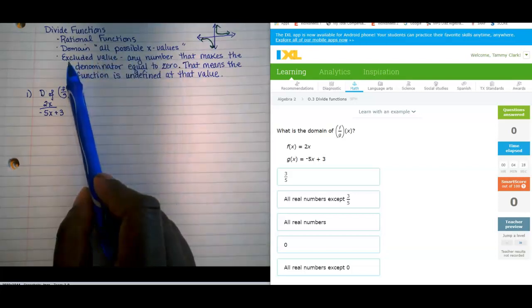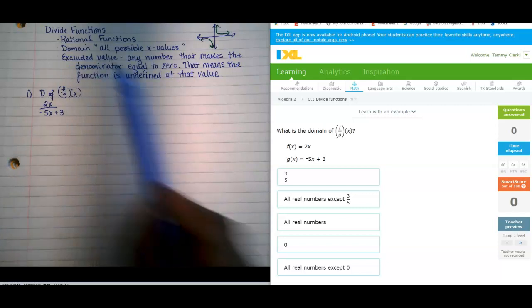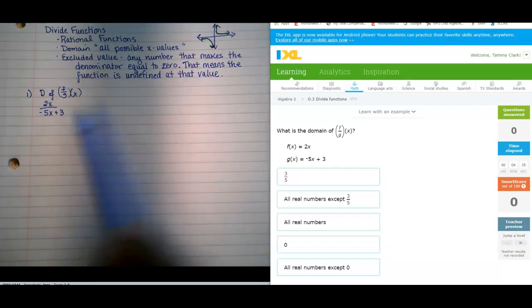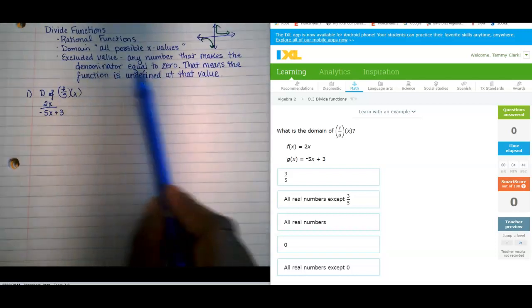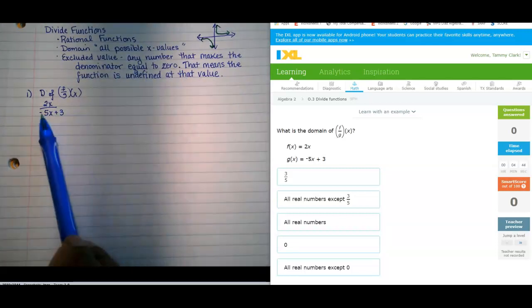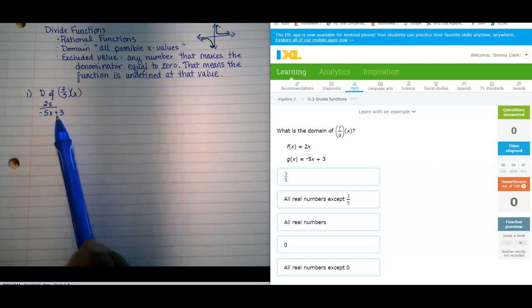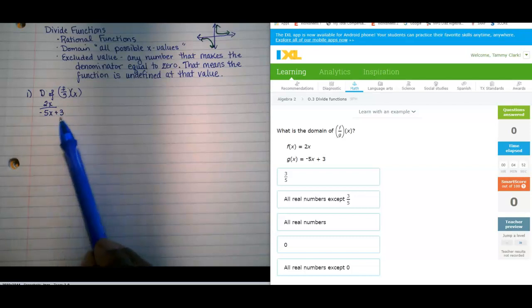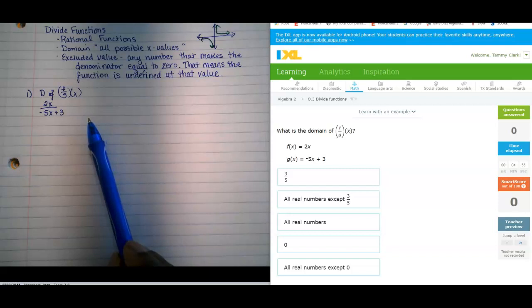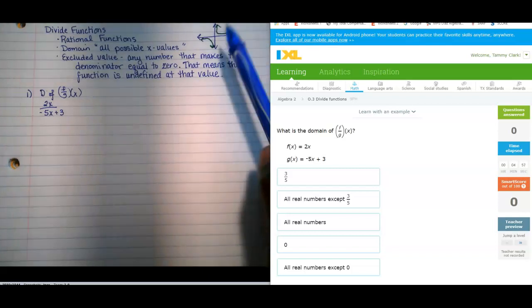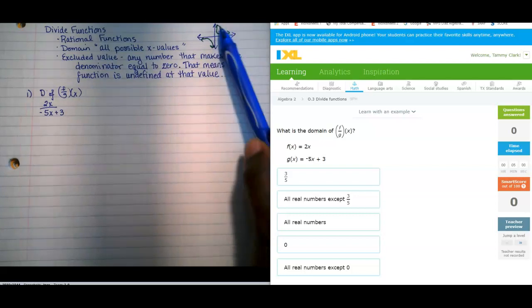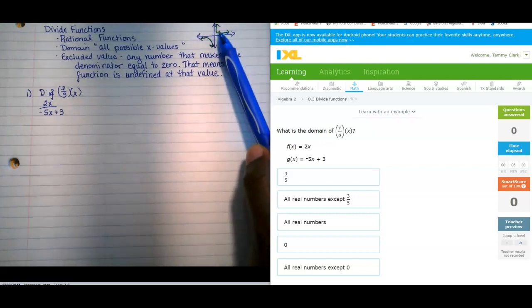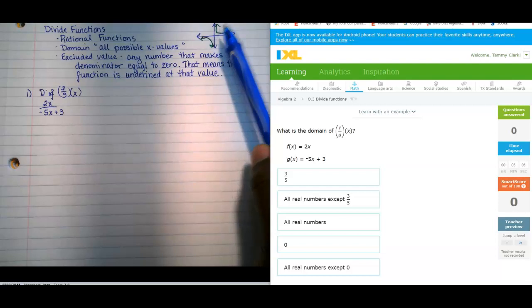And when we are looking for the domain, what we're looking for is all possible x values except for the excluded value. Now, the excluded value in an equation is any number that makes the denominator equal to 0. So what we're going to be doing is setting our denominators equal to 0 and trying to find what x cannot be, because whatever x is means the function is undefined at that point. So remember that undefined just means that it's a vertical line, meaning we're trying to divide by 0, which is absolutely not allowed in mathematics.